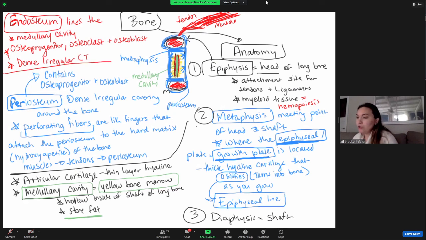Okay, so you do need to know locations of this stuff, and you need to know kind of the key things I highlighted. If I wrote it down, that is pretty much guaranteed to be something you're going to be tested on. So make sure you have all the stuff I wrote down in your notes, because those are definitely the key topics for the anatomy of the long bone.